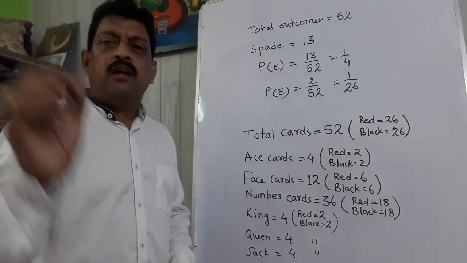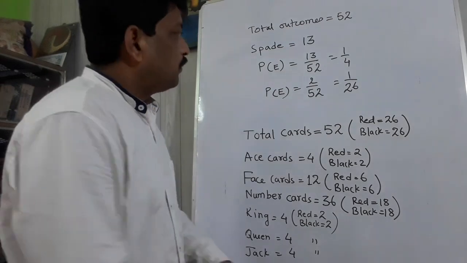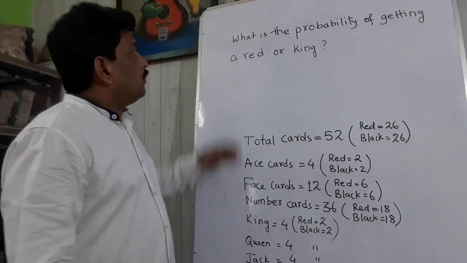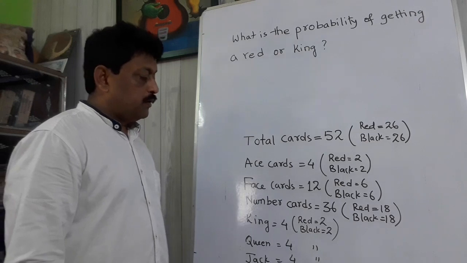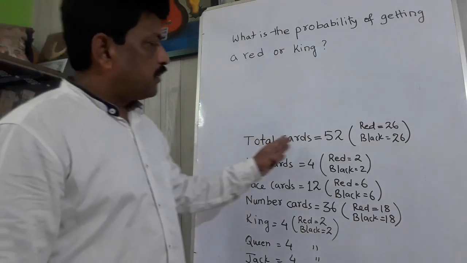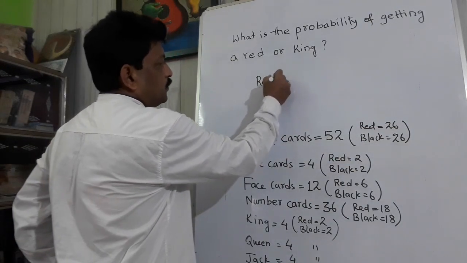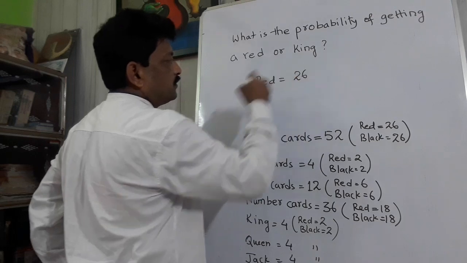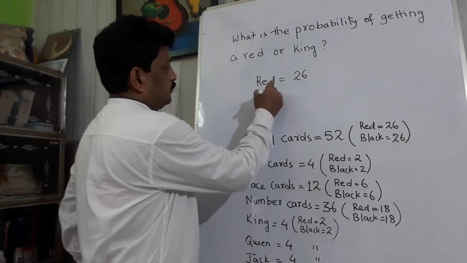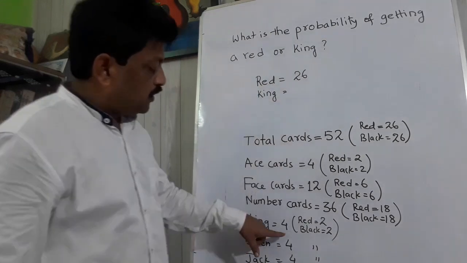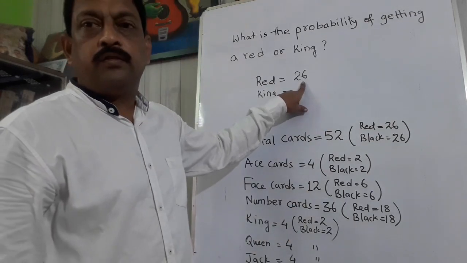Now, some little bit critical questions also come from this part. Let me tell you. What is the probability of getting a red or king? Now see, in a pack of playing cards, there are 26 red. So red equals 26. And how many kings are there? There are 4 kings. But out of these 4 kings, 2 red kings are already counted here. So we cannot take 4.